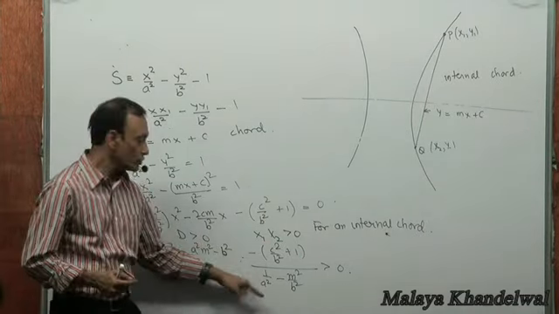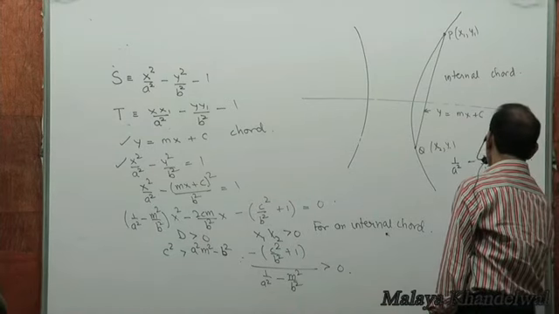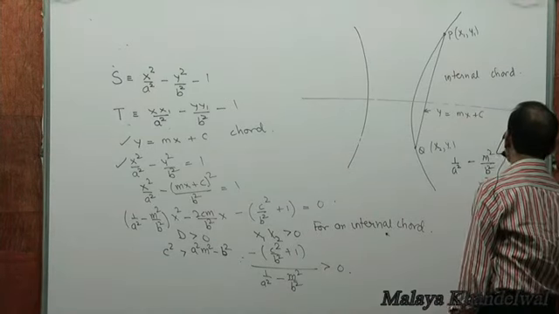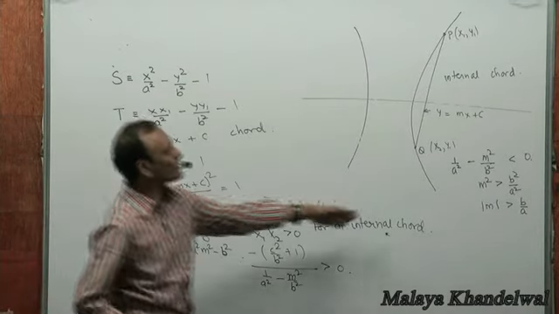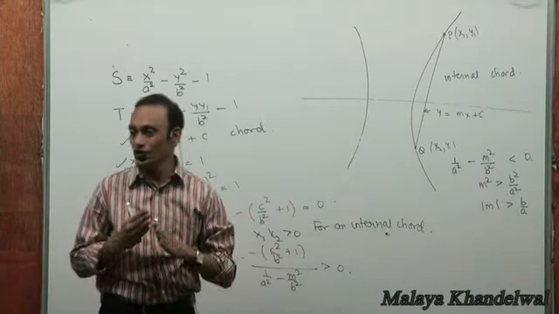So for an internal chord, 1 by a squared minus m squared by b squared must be less than 0, where m is the slope of that internal chord. Do you realize you get m squared greater than b squared by a squared? That means the magnitude of the slope of the internal chord is greater than the magnitude of the slope of the asymptotes. Yes or no?